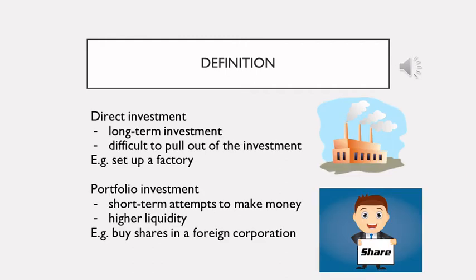Direct investment is a long-term investment. After you start, it is difficult to pull out of the investment, such as setting up a factory in other countries. And portfolio investment is a short-term attempt to make money. It has higher liquidity compared with direct investment, such as local residents buying shares in a foreign corporation.